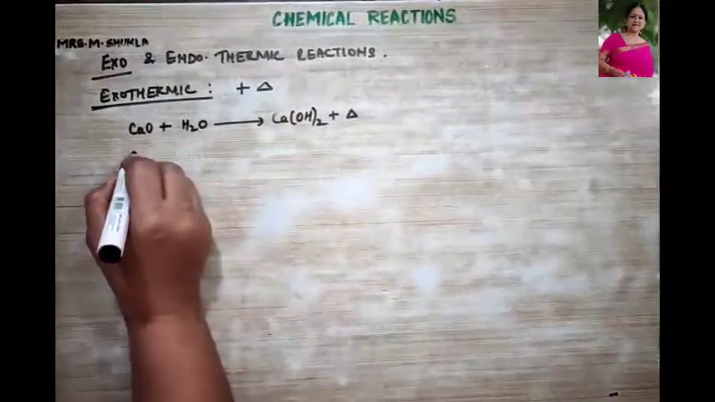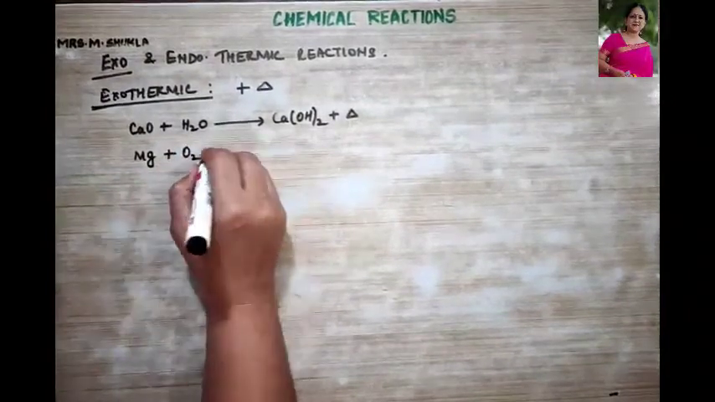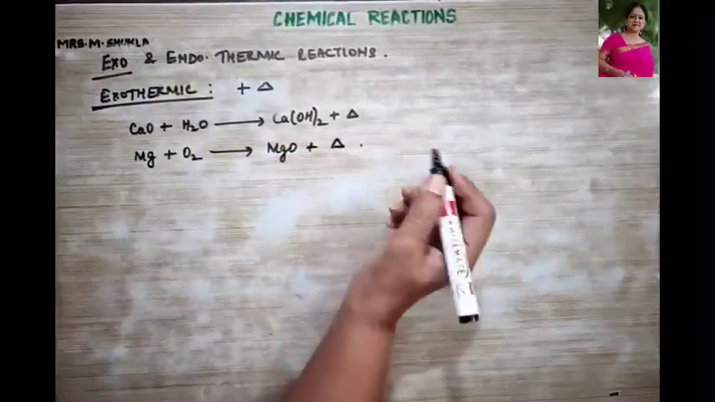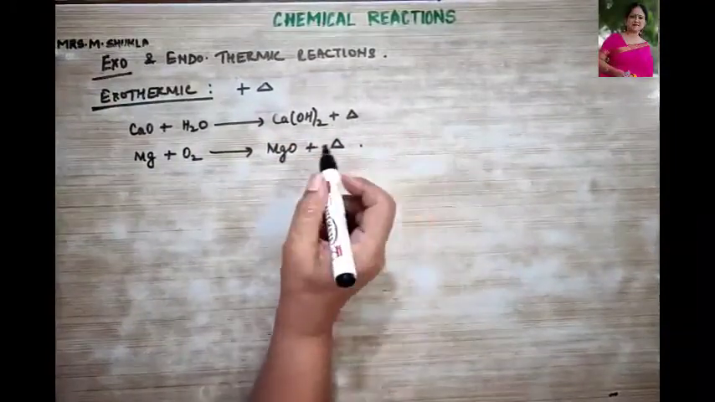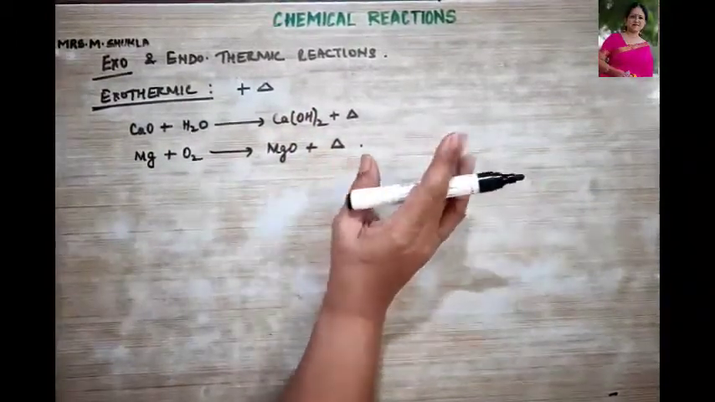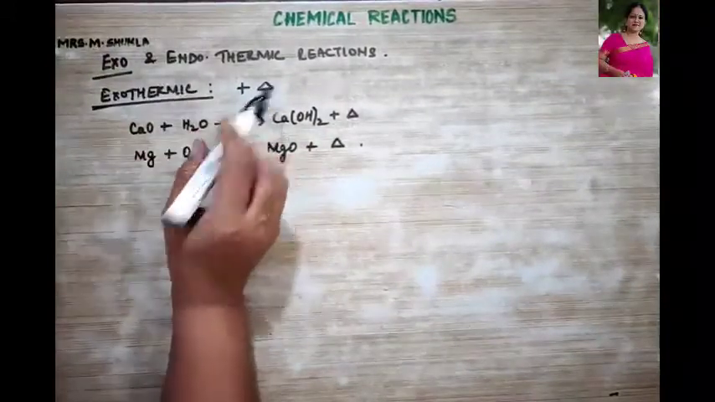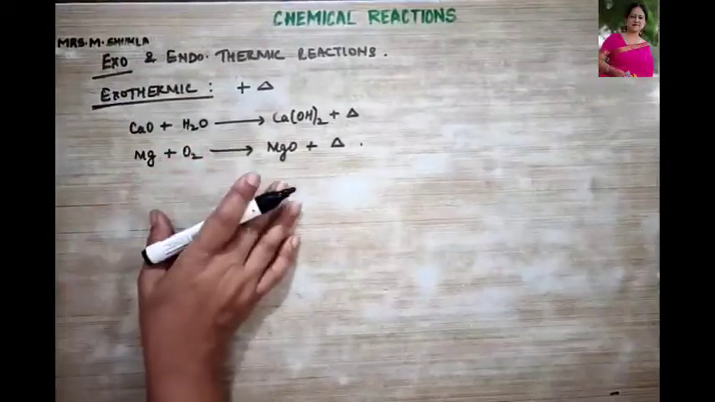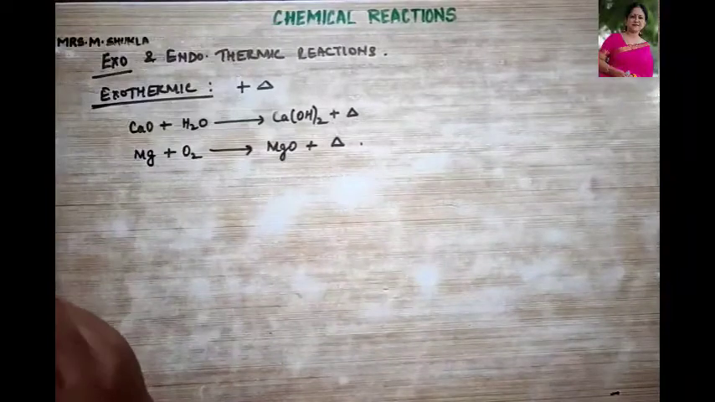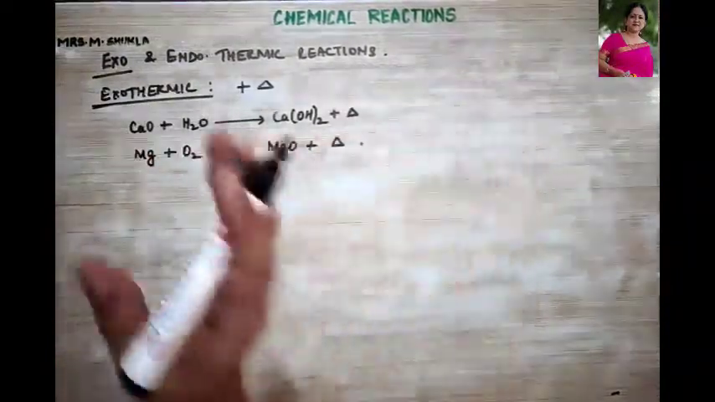Let's talk about one more example like magnesium. When it is burnt in the presence of oxygen, it forms magnesium oxide and also lot of heat is released. So such reactions where heat is given out from the system of the reaction are termed as exothermic reactions. There are some reactions or some changes where the energy is absorbed, means lot of energy has to be given to the reaction for the reaction to proceed and give us the product.